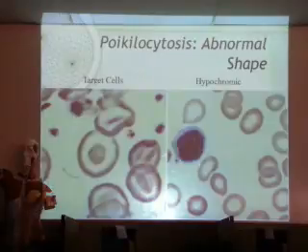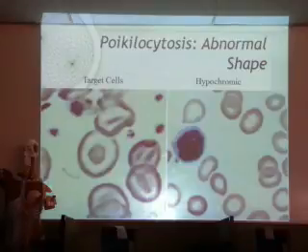Okay, here we have a cell that is round, and it has a dark area on the outside, then a light area, and then a dark area again. So it looks kind of like a bullseye on a target, right? So we call these target cells.